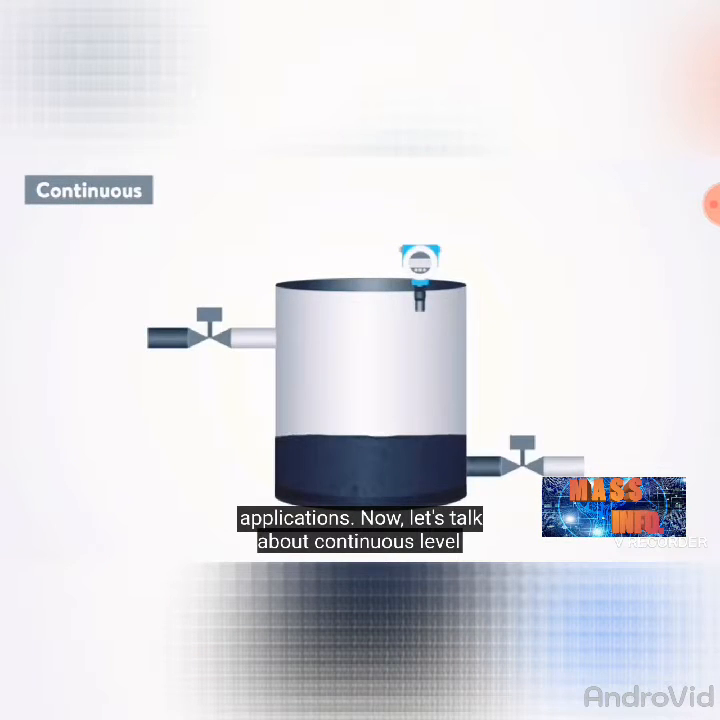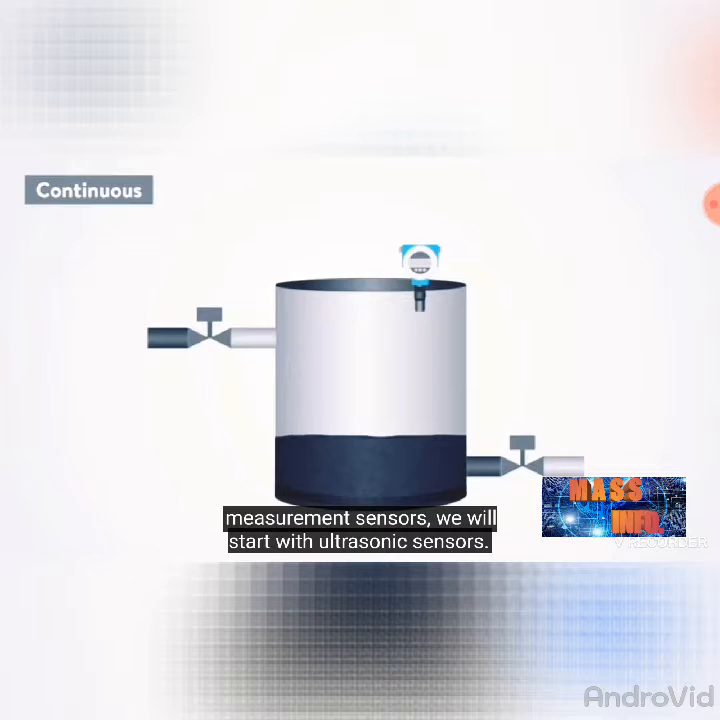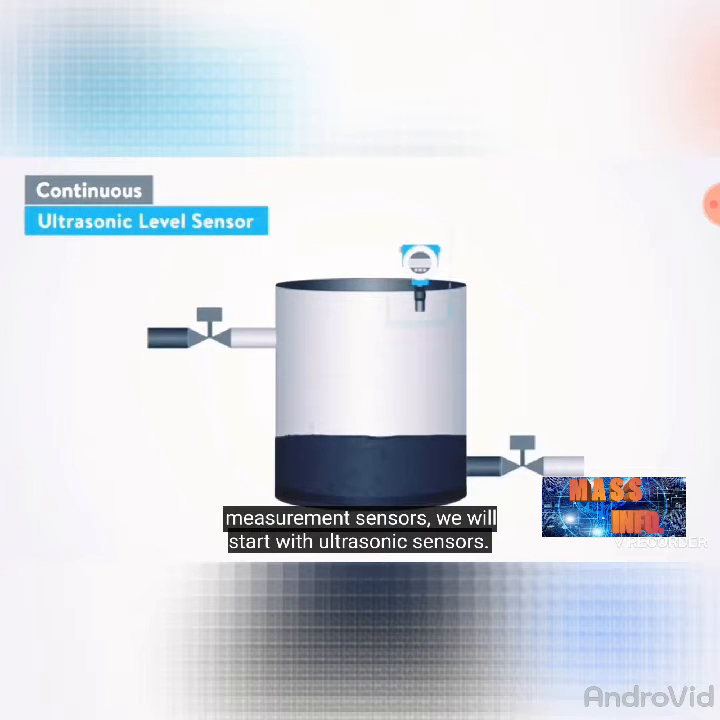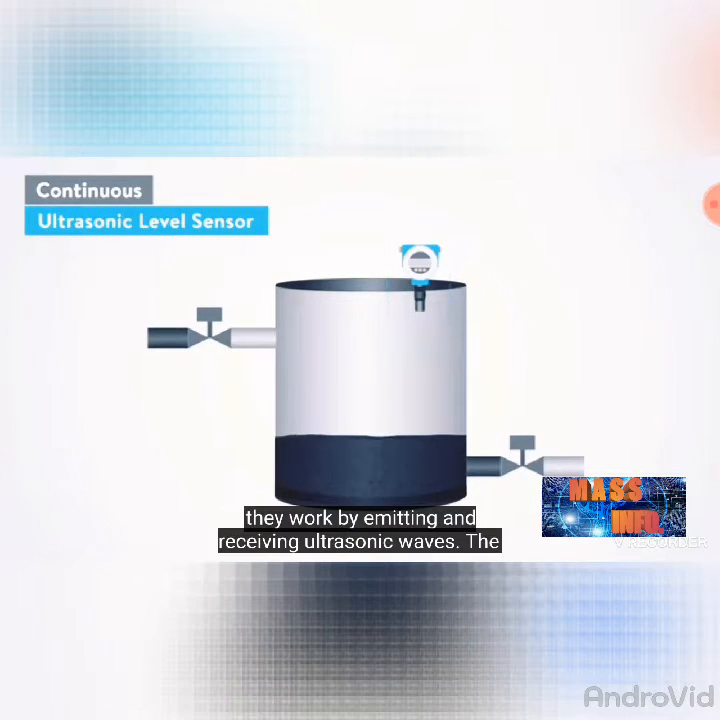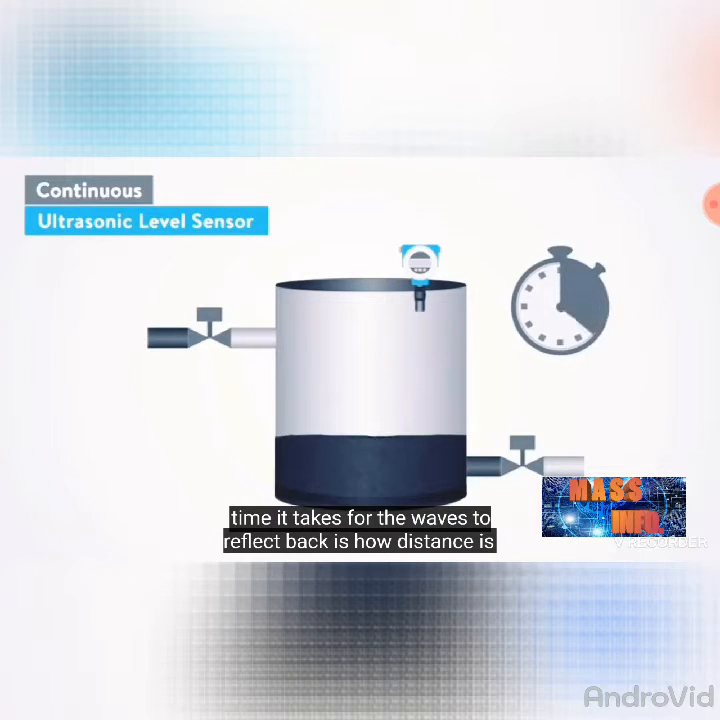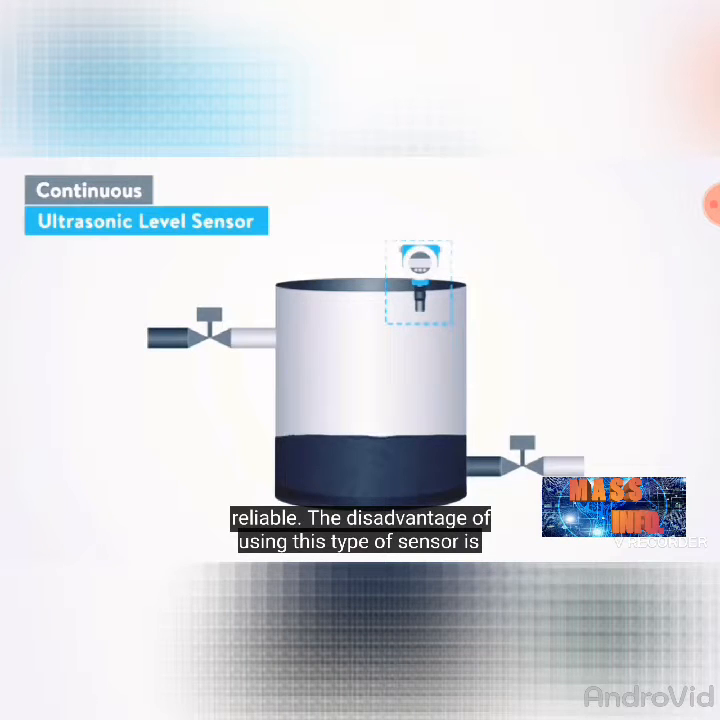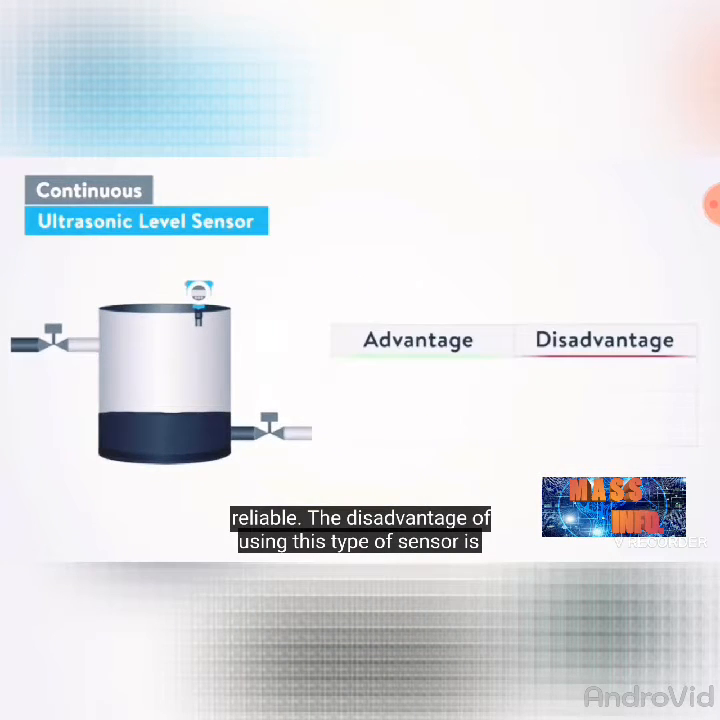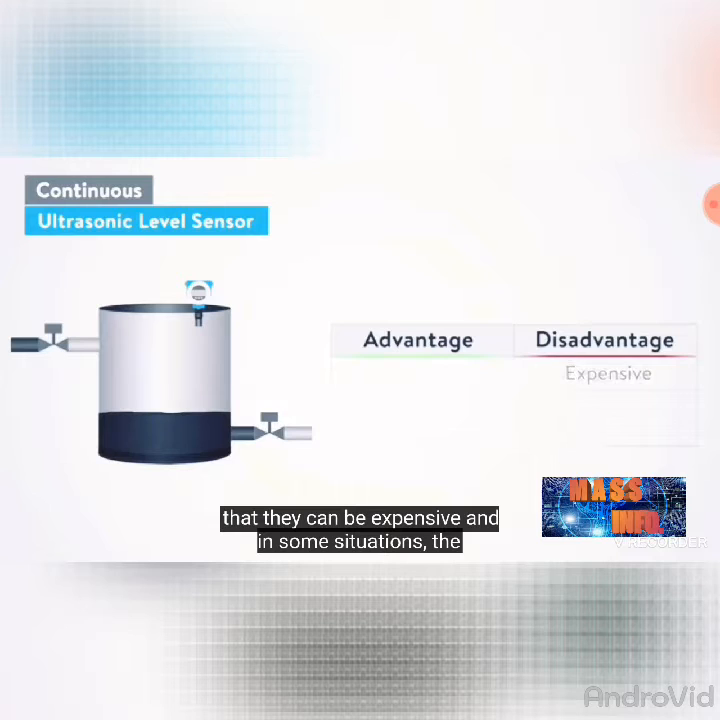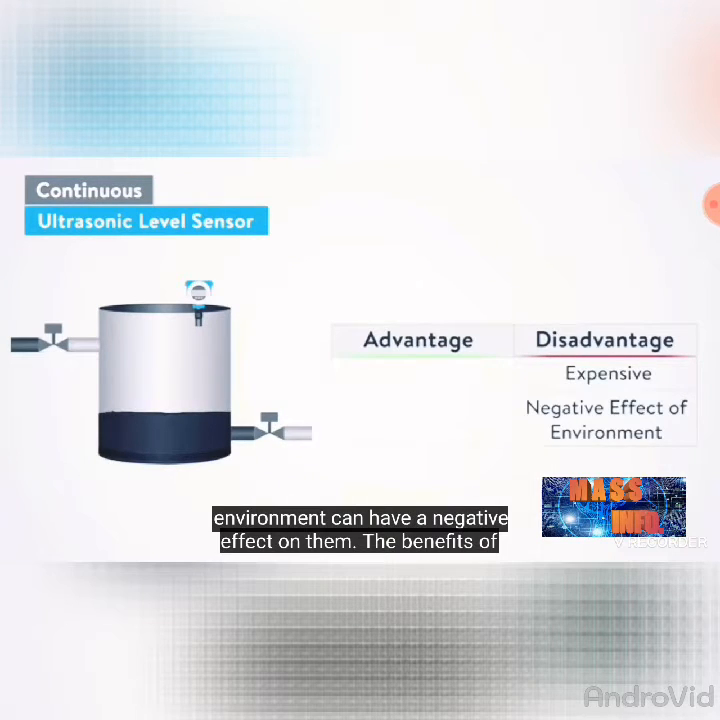Now, let's talk about continuous level measurement sensors. We will start with ultrasonic sensors. They work by emitting and receiving ultrasonic waves. The time it takes for the waves to reflect back is how distance is measured. These sensors have no moving parts, are compact, and reliable. The disadvantage of using this type of sensor is that they can be expensive, and in some situations, the environment can have a negative effect on them.